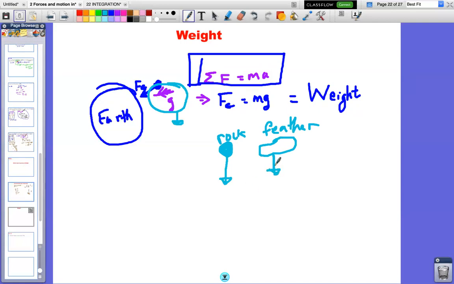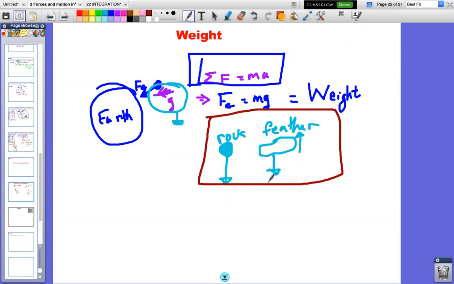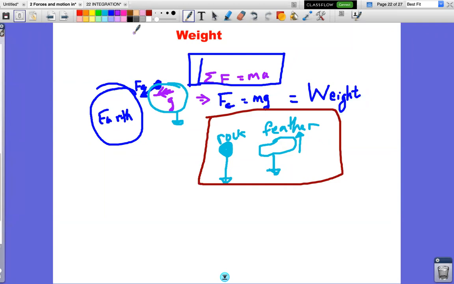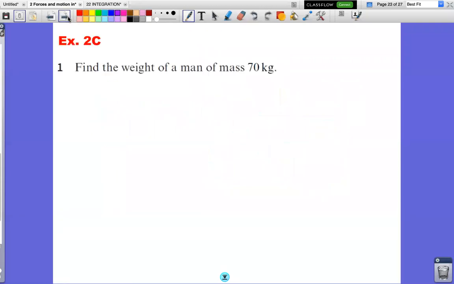And the reasoning would be that the feather has some air resistance, so its acceleration will be less. But if you drop these two things on the moon, where there is no air, then air resistance will be zero. They will fall at the same time. So I have included a couple of videos in the lesson for today, so you can get a deeper understanding of acceleration due to gravity.